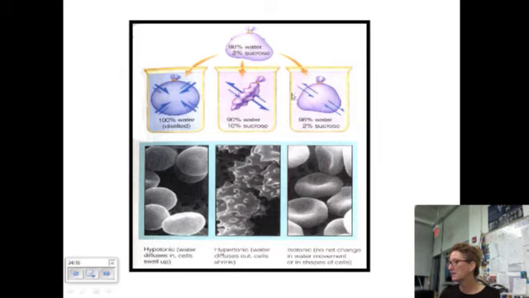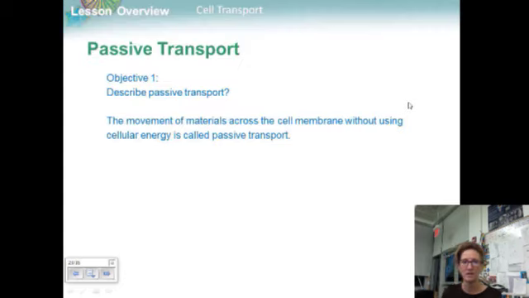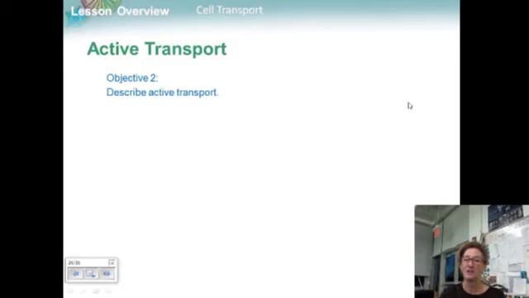We are going to be doing this lab in class. We're taking water and sucrose, and you're going to see an experiment with osmosis some more. So I'll help you understand it better. So describe passive transport. Passive transport is the movement of materials across the cell membrane without using any energy, cellular energy. It's passive transport. Okay, let's talk about active transport, a little more simply.